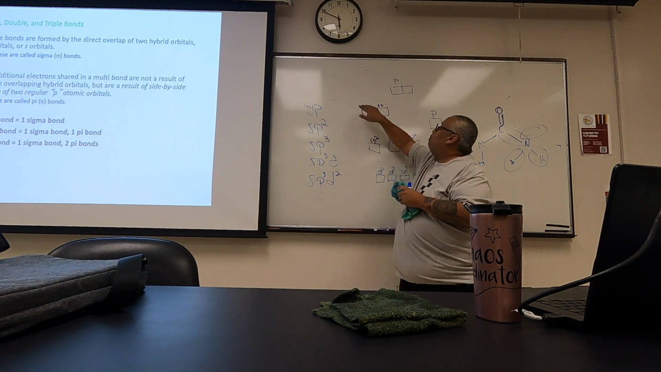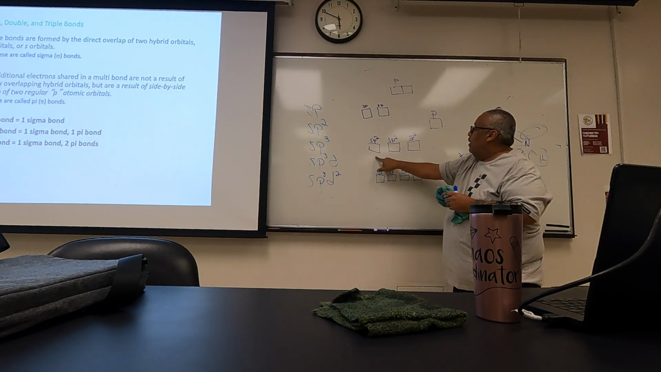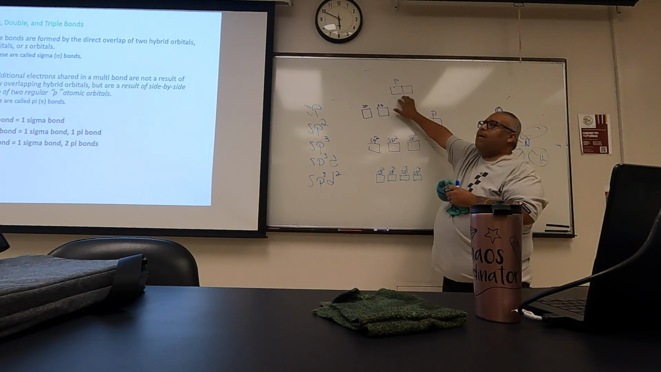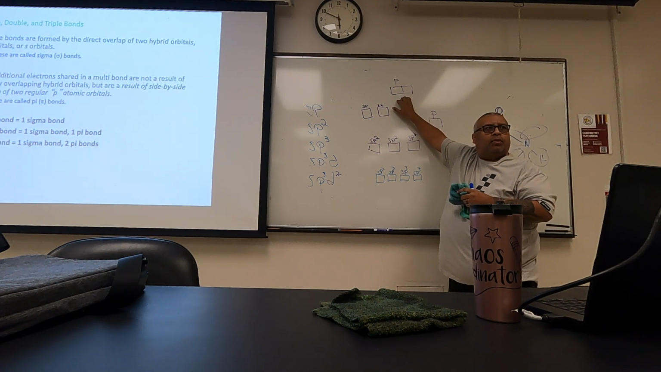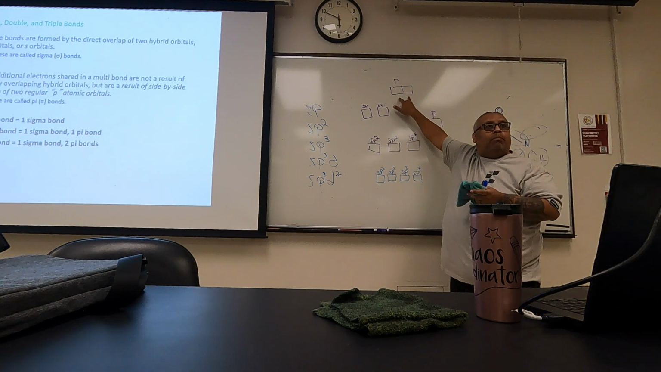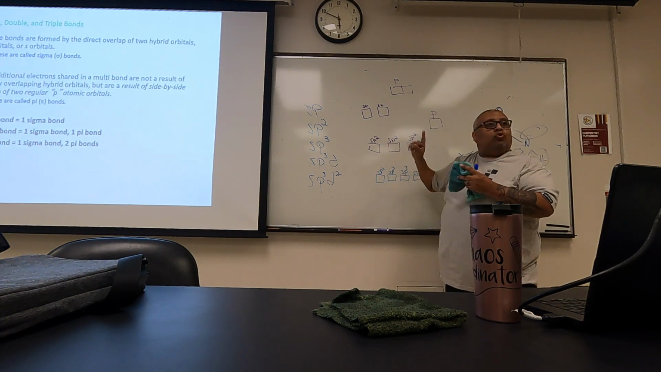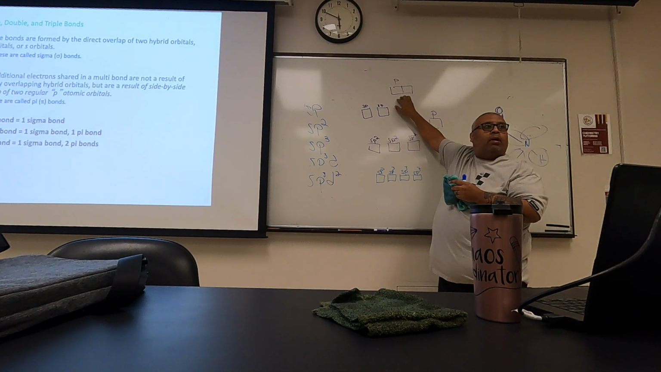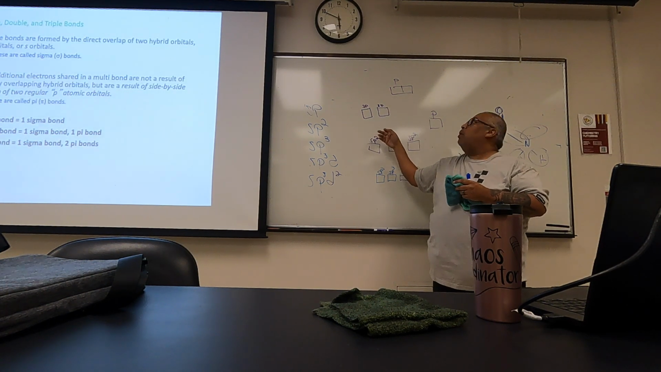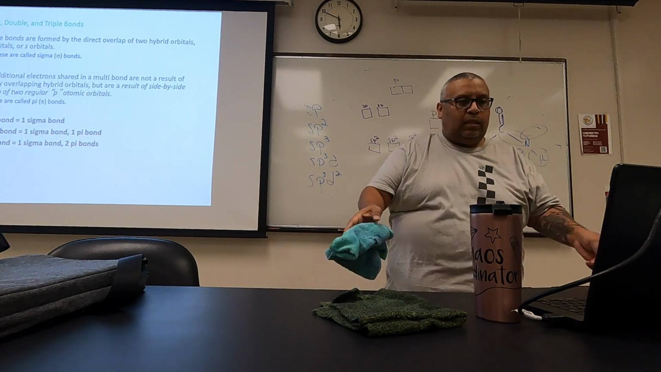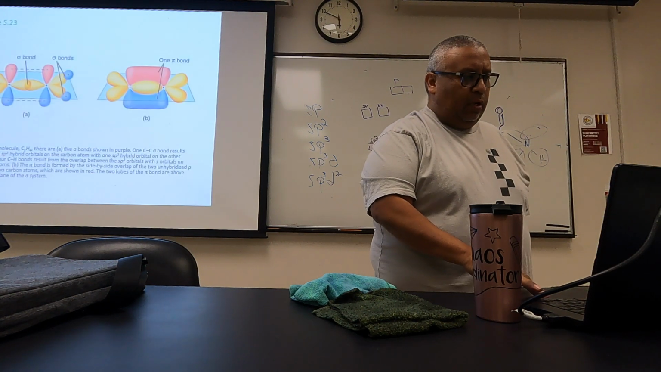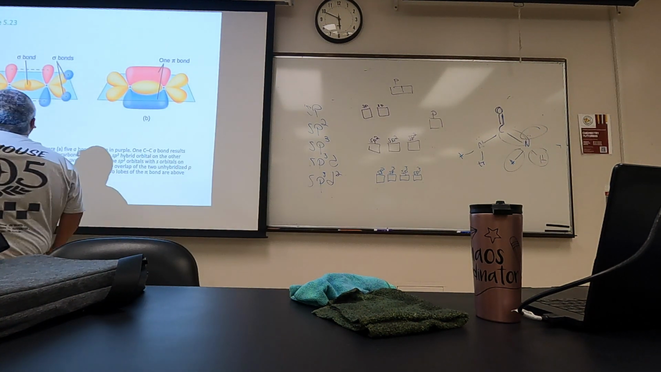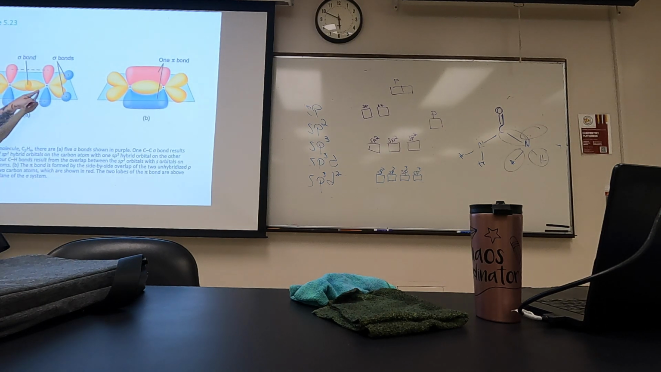So anything that's sp, if sp2 can only make 1 pi bond, how many pi bonds can sp make? 2, because 2 of them are unhybridized. So our triple bonds are going to have 2 pi bonds and 1 sigma bond, and that will be the difference between making double and triple bonds. So I think there's an overlap here. So we make this 1 sigma bond.